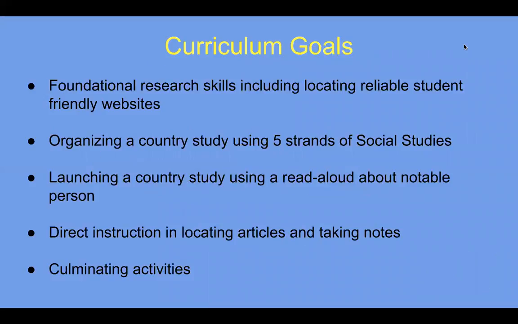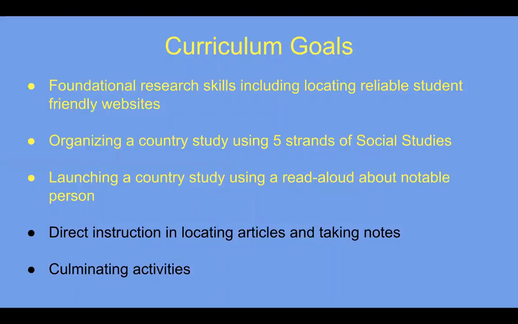Our curriculum goals include directly instructing students in acquiring foundational research skills, such as locating reliable student-friendly websites, organizing a country study using the 5 strands of social studies, launching a country study using a read-aloud about a notable person, directly instructing students in locating articles for information and taking notes, and finally, modeling culminating activities that students can do to demonstrate their research.